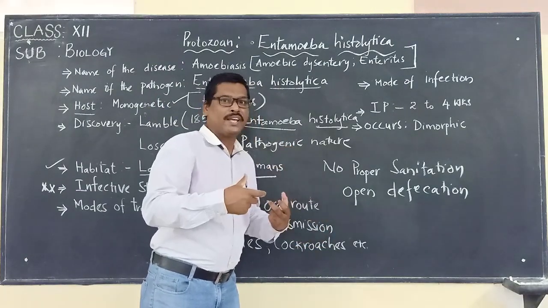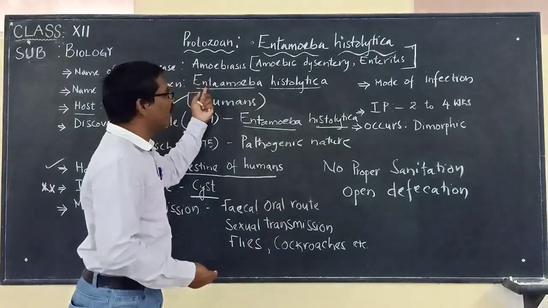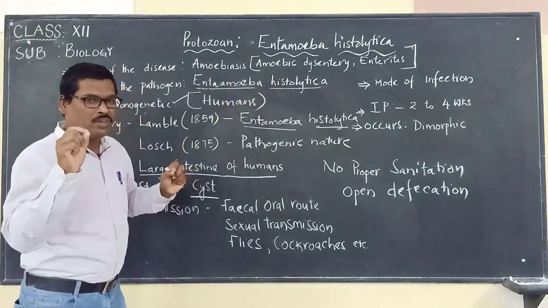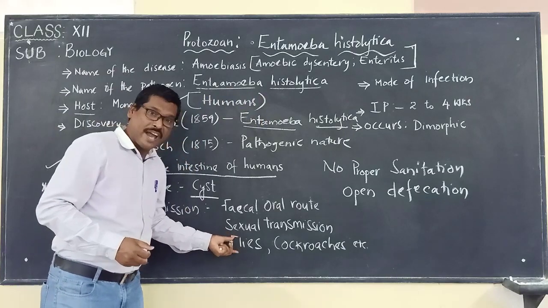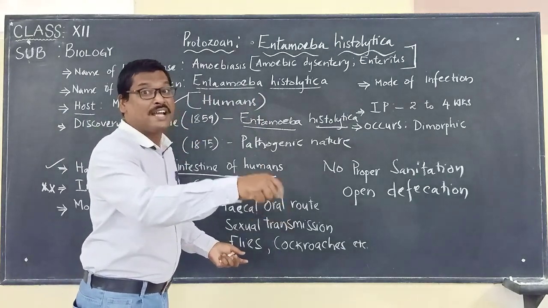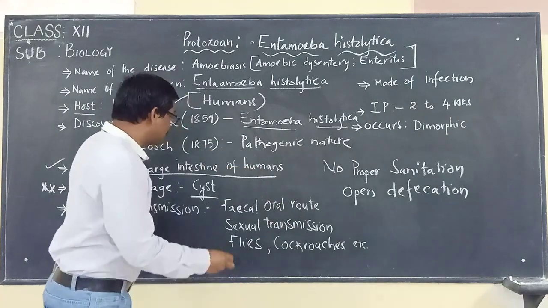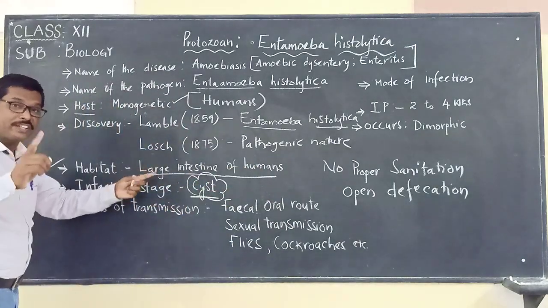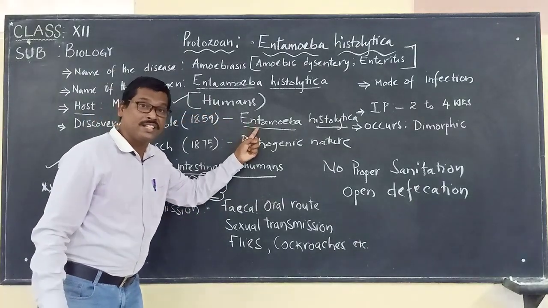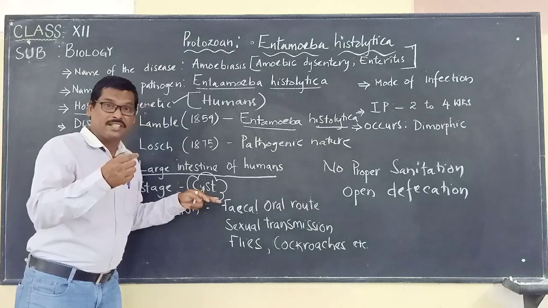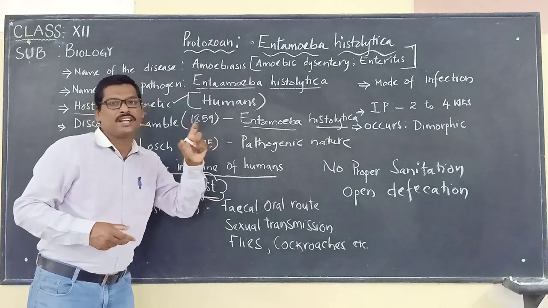And on their body they will be carrying this particular organism called Entamoeba histolytica. So we have to remember that it is because of the flies and cockroaches which are visiting the fecal matter consisting of what? The cyst. And we already said the infective stage of Entamoeba histolytica is what? The cyst. So these cysts are present in the fecal matter of that particular individual.